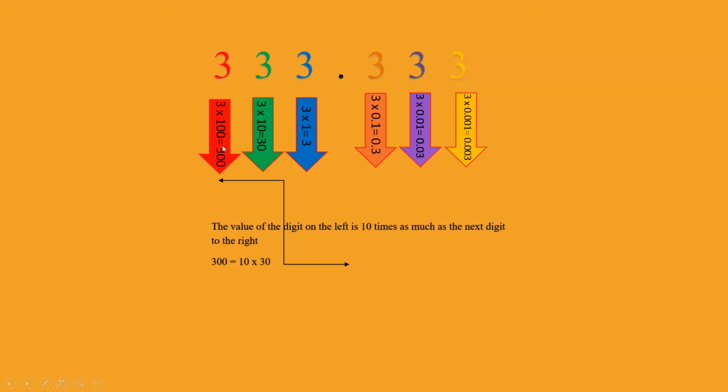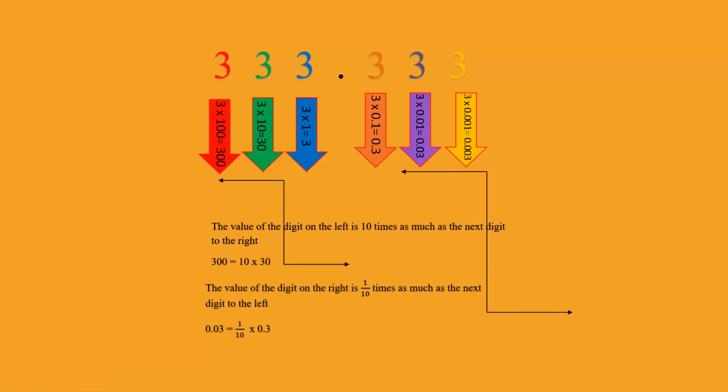The number on the left is 10 times as much as the next number. Okay, the next digit. Again, the number on the left is 10 times as much as the next number to the right. Okay, this is the number before the decimal point. What about the number after the decimal point? Okay, let's see.